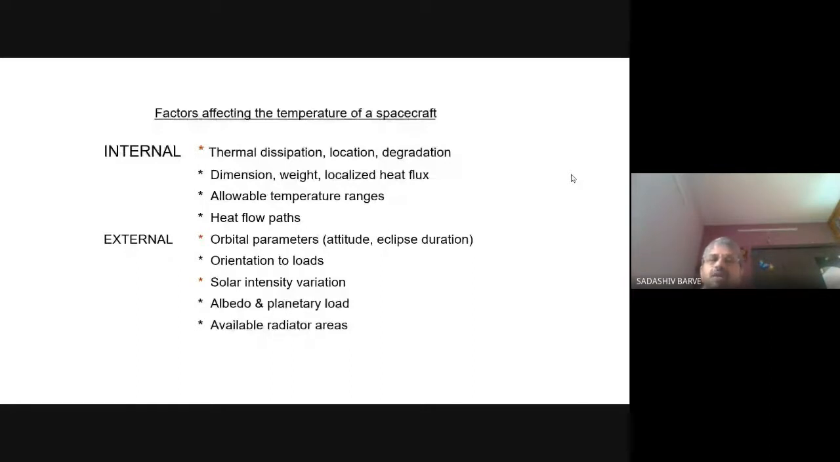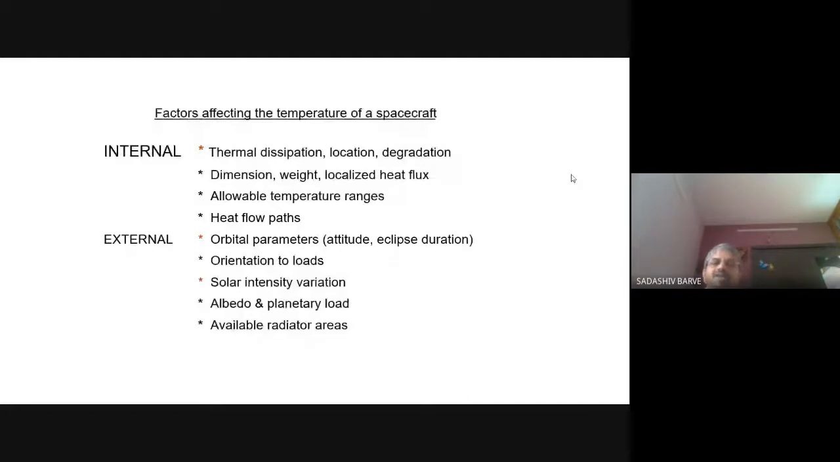Then the second thing is the location of that particular package, the location of the dissipating element, and the degradation. Degradation means some of the packages, by virtue of their temperature or sometimes with time, vary. So what is the criteria, or the way they degrade or change the power distribution or power dissipation? That is important. Then the dimension of a given package is equally important, because the bigger the package, its area is more, then its radiating area is more.